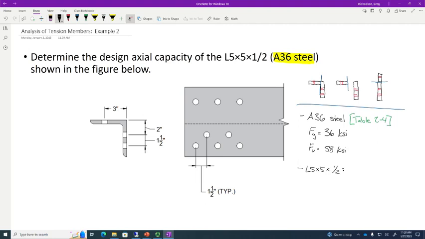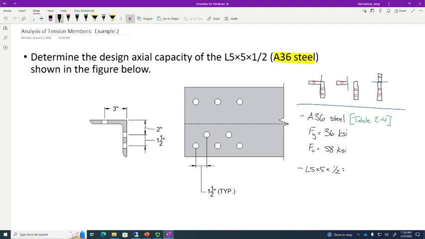Okay, now let's talk about the angle. For the angle, we have an L 5 by 5 by 1/2. Last time I said I want the area, the flange thickness, the BF, the D, and all that. I want you to tell me what properties you think we need from the angle for this problem. Like, for the steel, we knew we needed Fy and Fu. What properties are we going to need for this angle to do this problem? I'm asking you.